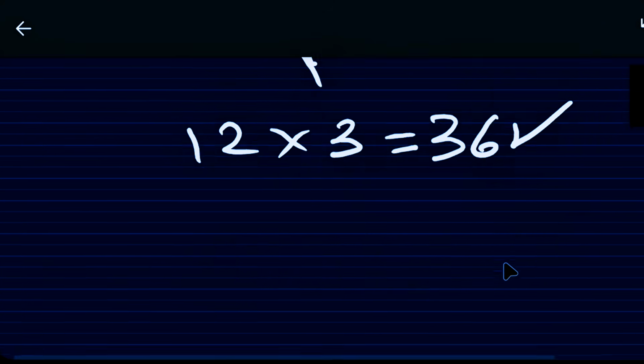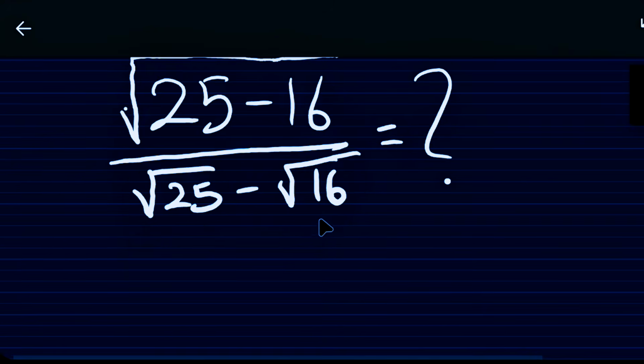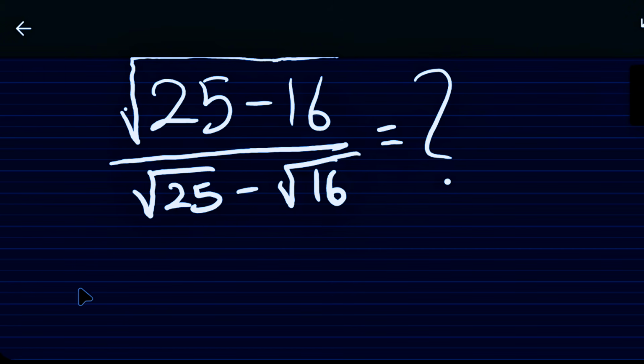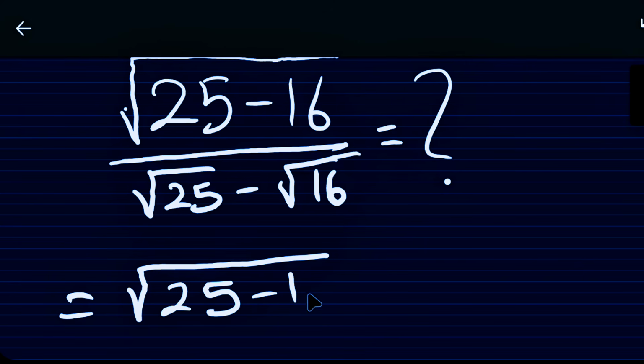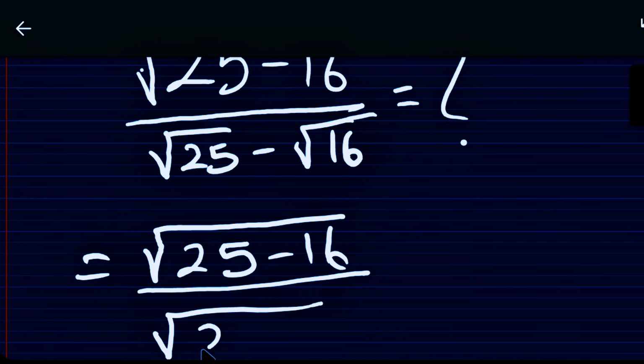Now let's look into more confusing questions. In expression, square root of 25 minus 16 divide by square root of 25 minus square root of 16. Now most people, when solving this particular expression, what they did was to rewrite this as square root of 25 minus 16 divide by square root of 25 minus 16. Okay, because they thought that the denominator is the same thing as the numerator.